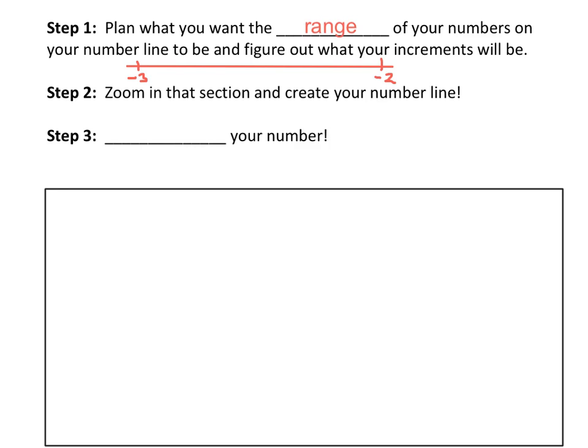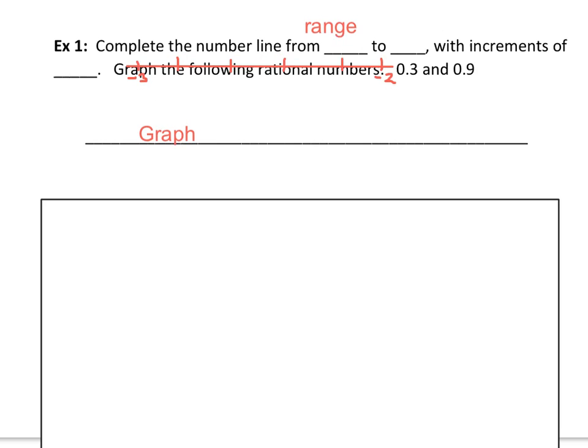After that, we need to figure out what our increments will be. So when they talk about increments, they're talking about the little tick marks that are placed within the integers or the whole number. Step 2 says to zoom in that section and create your number line. And then step 3 says to graph your numbers. So we can use these 3 steps to graph the following examples.